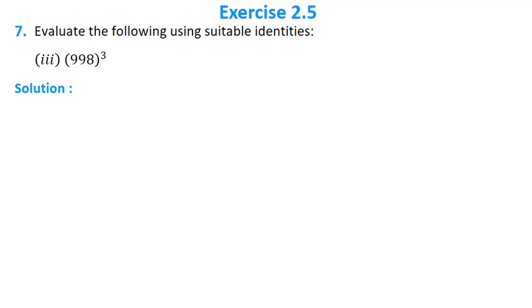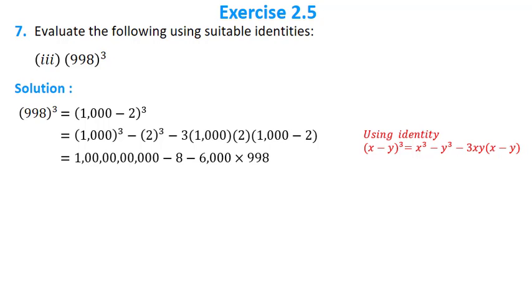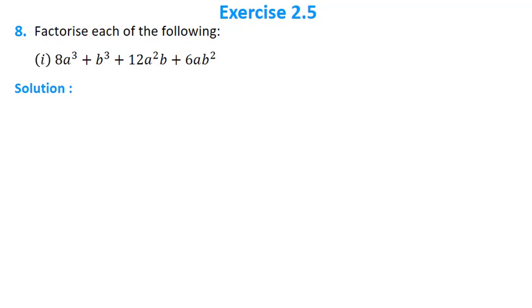Now the next question is 998 the whole cube. This 998 the whole cube can be written as 1000 minus 2 the whole cube. We are going to use identity as x minus y the whole cube as x cube minus y cube minus 3xy into x minus y. So here we will get 1000 cube minus 2 cube minus 3 into 1000 into 2 into 1000 minus 2. On simplification we will get 100 crore minus 8 minus 6000 into 998. On simplification we will get 99 crore 40 lakh 11,992.